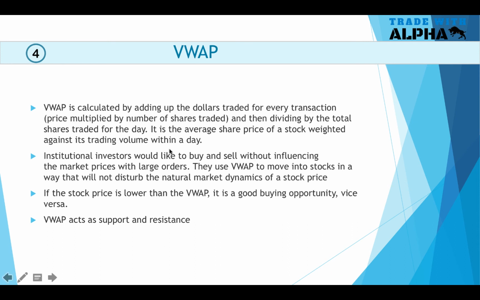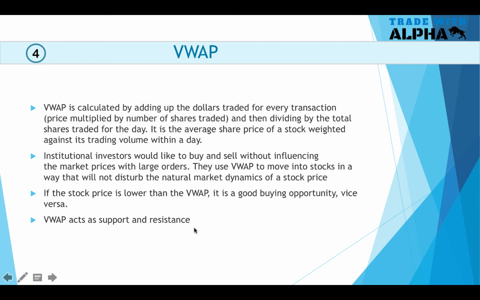Institutional investors would like to buy and sell without influencing the market prices with large orders. Now, when institutions are looking at these stocks, they want to buy at a level where they're getting a deal. So they look at the VWAP. What that shows is the average price. So based on a certain amount of volume, what is this stock worth? Because they don't want to overpay, so they'll never buy above the VWAP. And this way it won't disturb the natural market dynamics of stock price. If the stock price is lower than the VWAP, it is a good buying opportunity, vice versa.